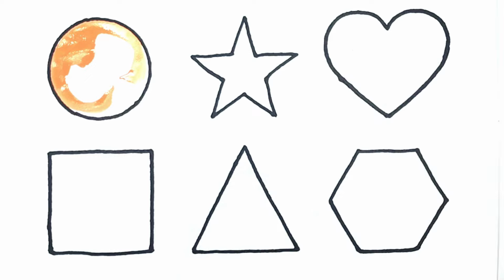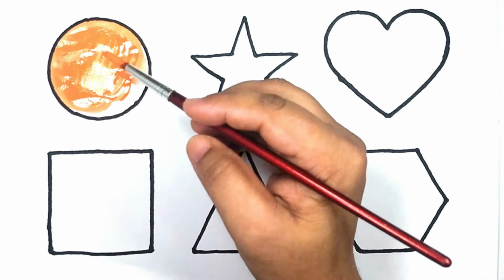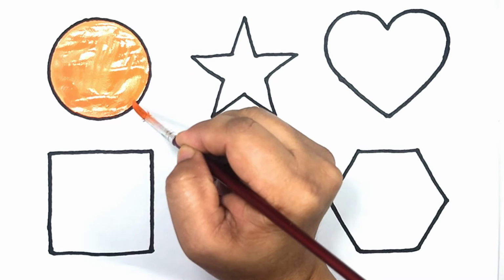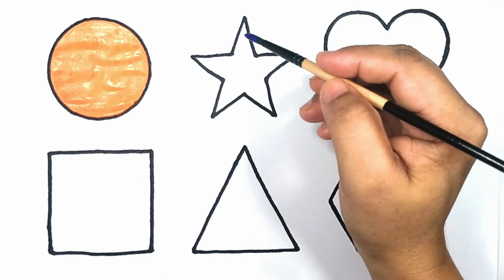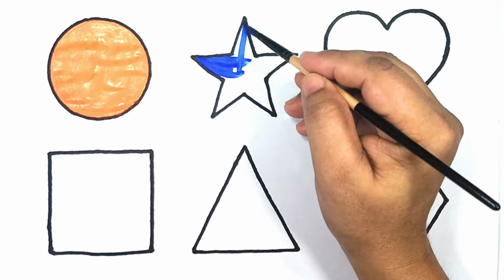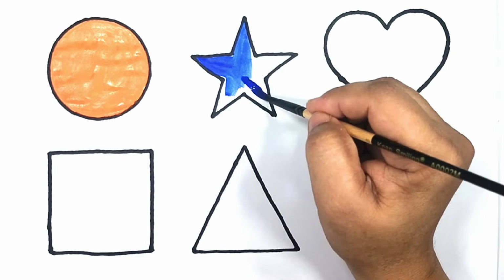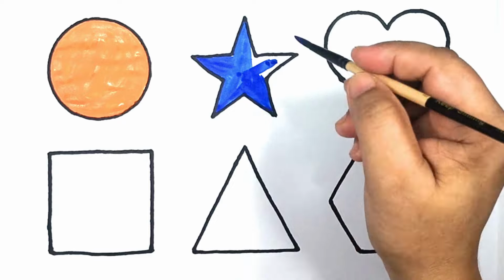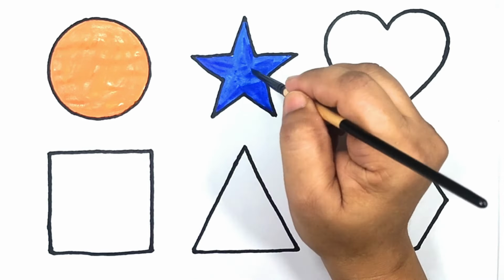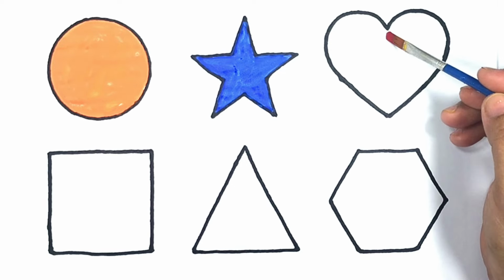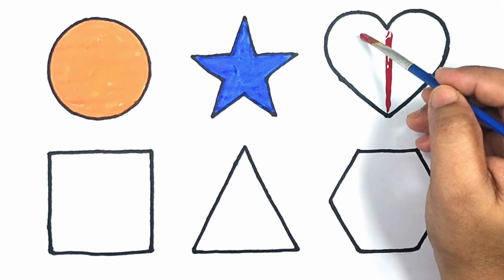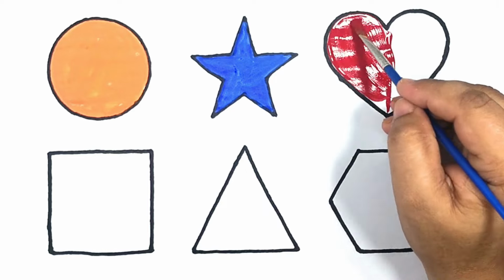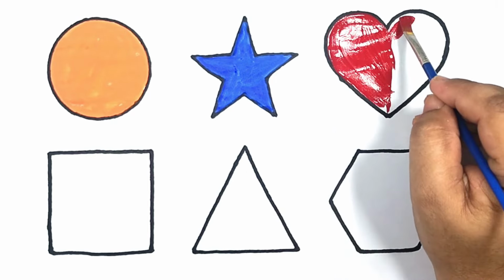Circle. Circular fun with rings and things. Blue color. Star. Twinkling starry night sky adventure. Red color. Heart. Spreading love with heart-shaped art.